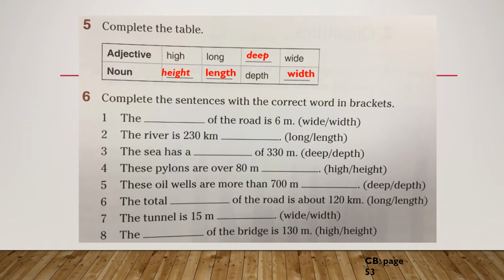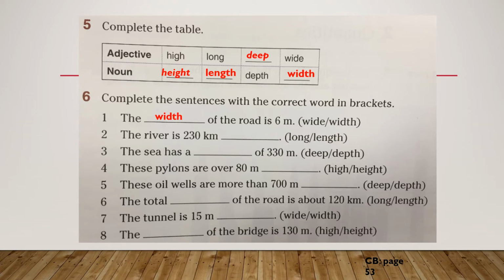Okay, now let's use these words. Complete the sentences with the correct word in brackets. The width of the road is 6 meters. The wide or width? The correct answer is width. The width of the road is 6 meters.